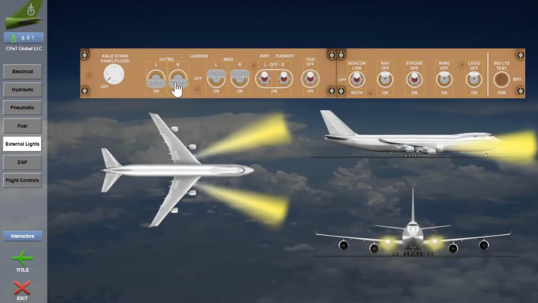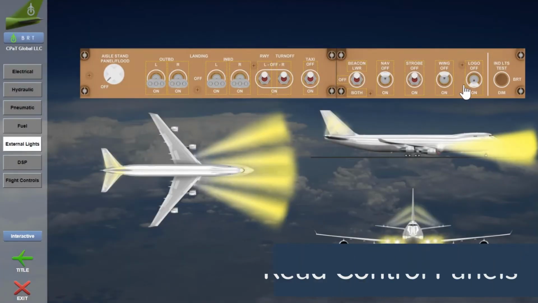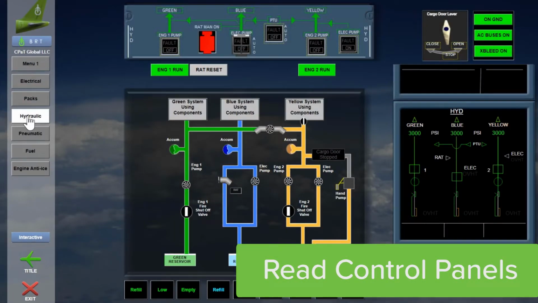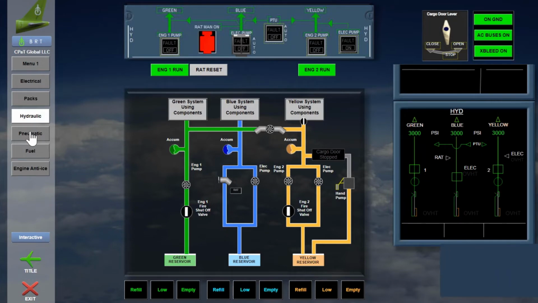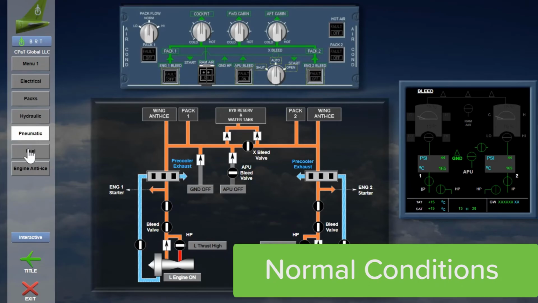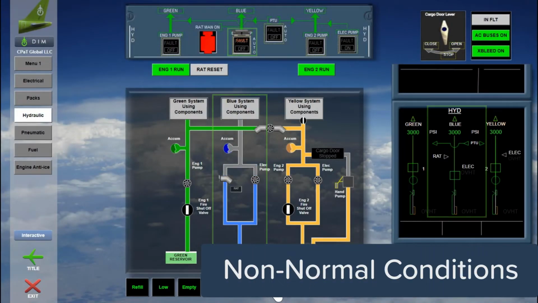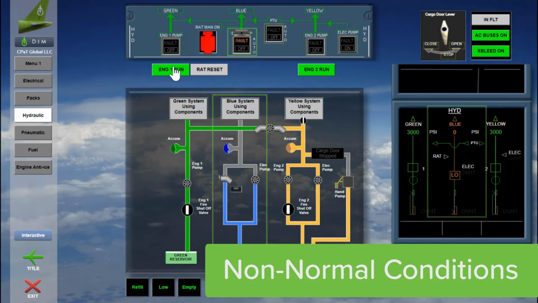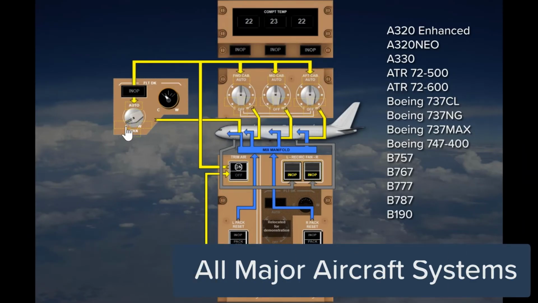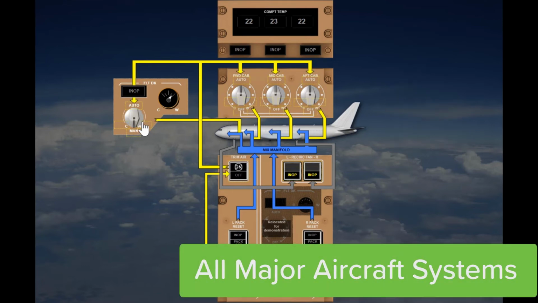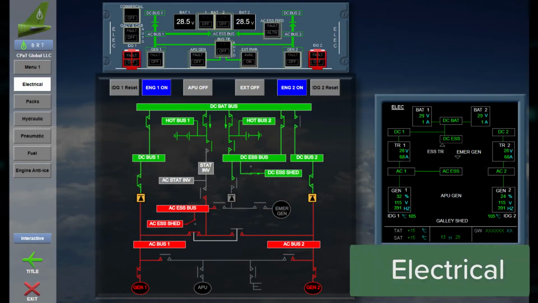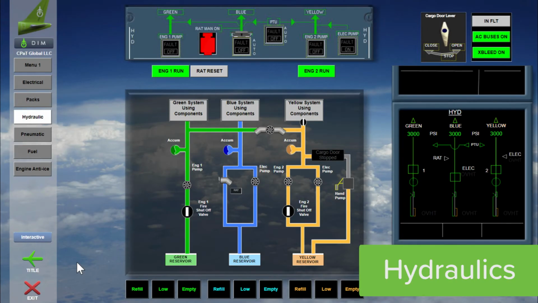Using interactive diagrams, students are better able to develop light logic and the ability to read control panels. Interactive diagrams are the perfect tool for helping students understand how complex systems work under normal conditions, but they also provide an excellent way for students to understand how systems respond to non-normal conditions. CPaT offers a comprehensive library of interactive diagrams covering all major aircraft systems, including those that are typically very challenging for students, such as electrical, hydraulics, and fuel.